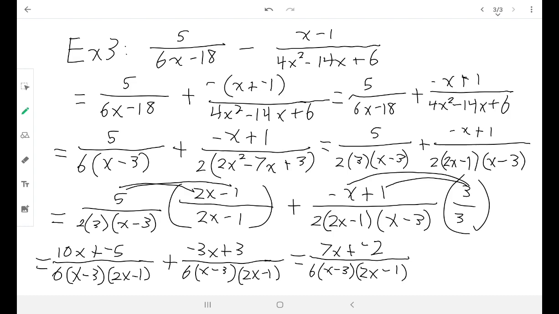And there's no good reason for me to put the bottoms together yet, because if this is in the middle of a bigger problem, I might still be looking to cancel stuff, so this is a perfectly acceptable answer right there. One more example, and we will be through these.